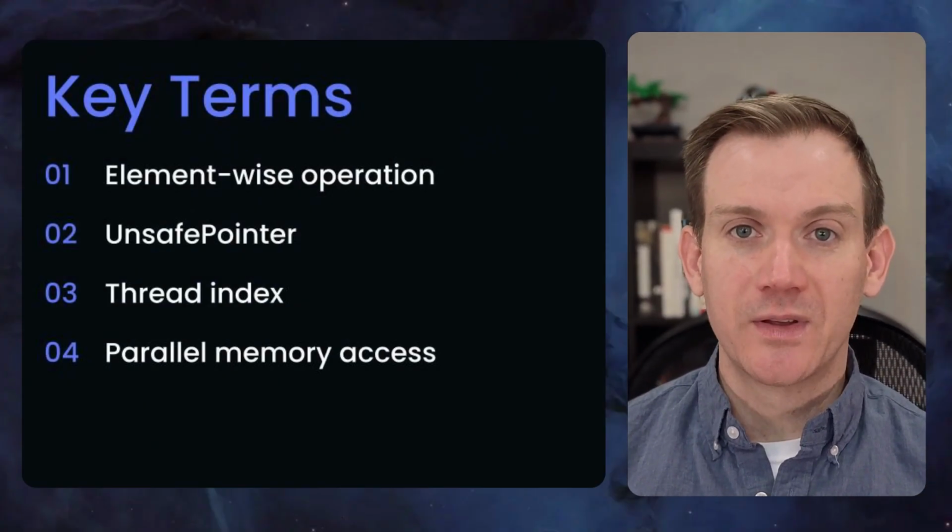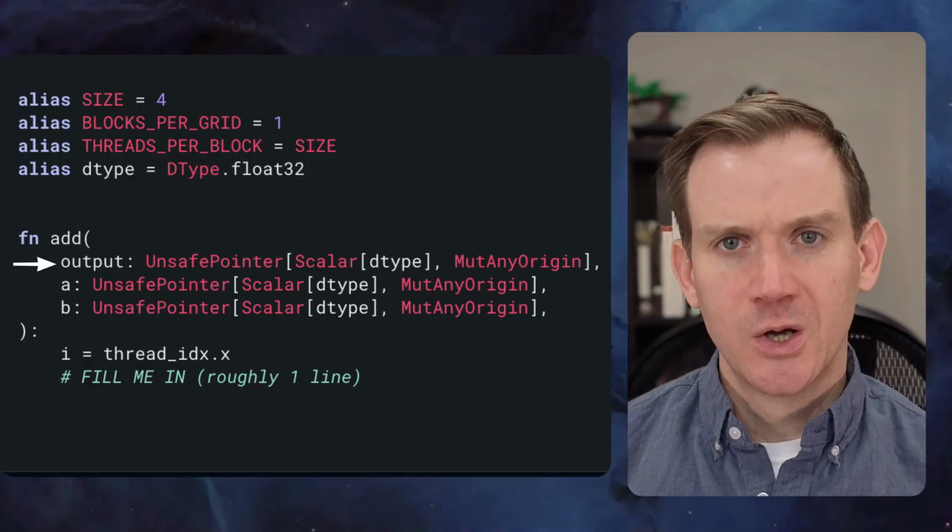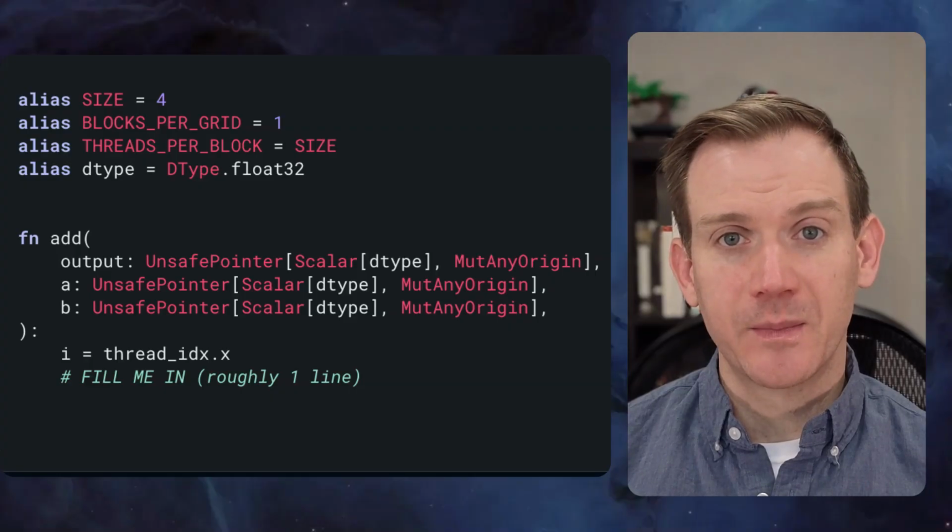Next is unsafe pointer. This is Mojo's way of giving us direct access to the memory on a GPU. We now have three pointers, one for our output array and two for our input arrays. Those are A and B. Each pointer lets us read or write to specific memory addresses.